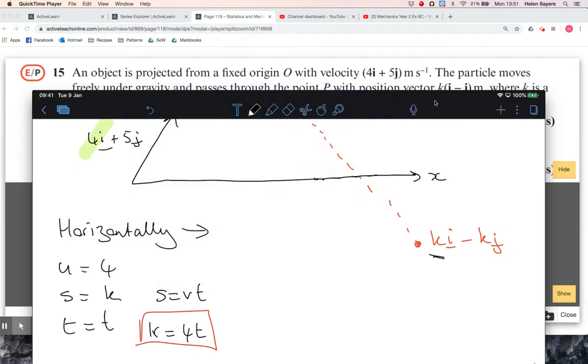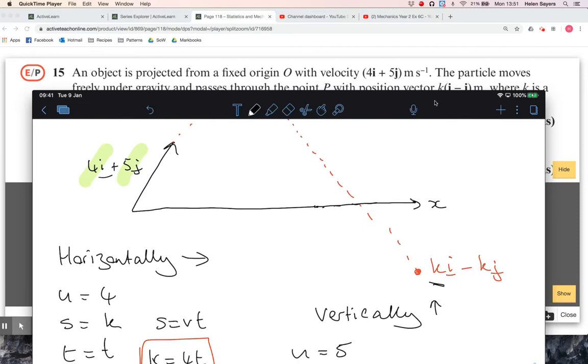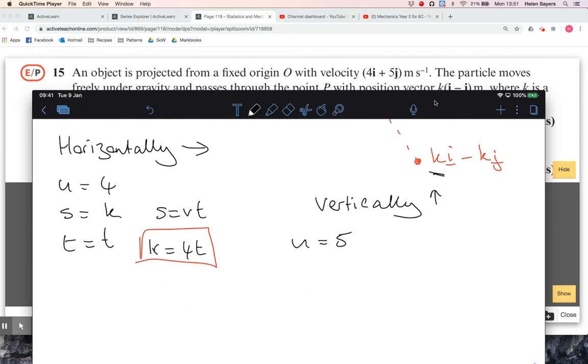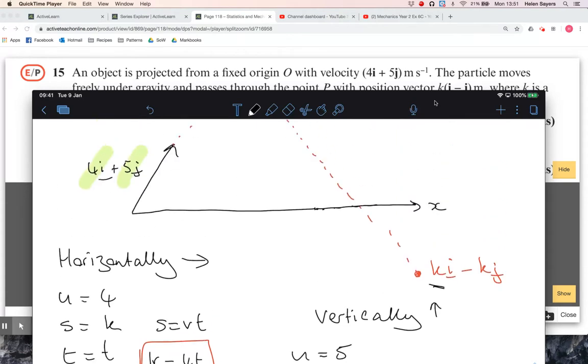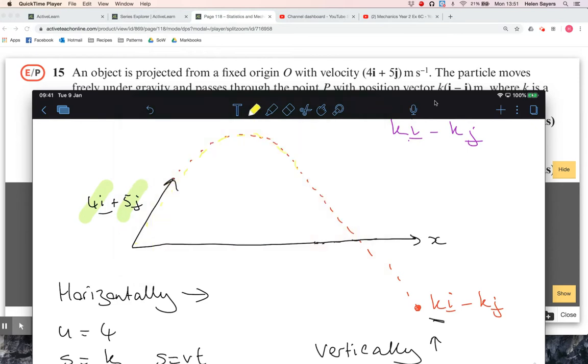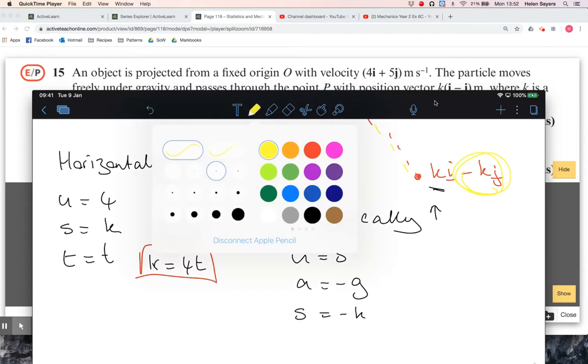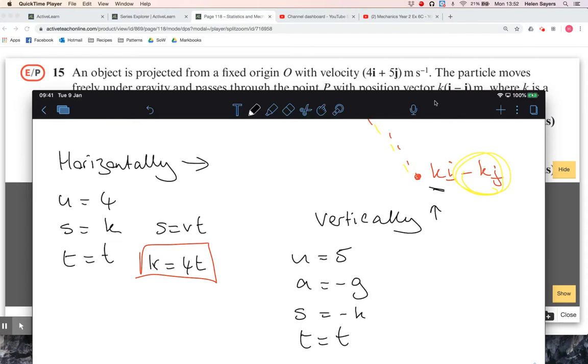Okay, so then what's going on vertically? Well, vertically, and we're taking up as positive, u is 5. Its initial velocity upwards is 5. Acceleration is minus g, because obviously g is working downwards. Its displacement is minus k. So I don't need to worry about the fact that it went up first and then it came back down. If I'm looking at displacement, I'm just looking at its actual position at that point in time. So its displacement from where it started is minus k, and t, I'm calling t.